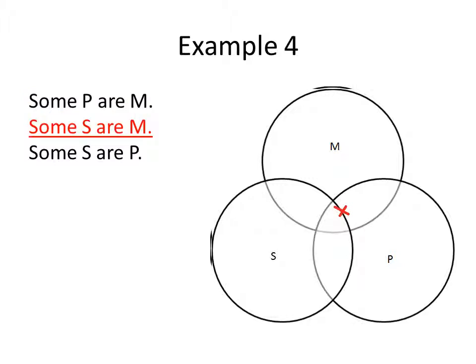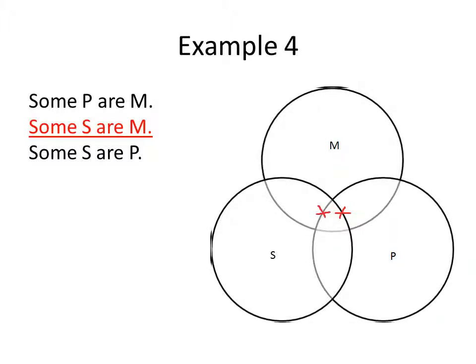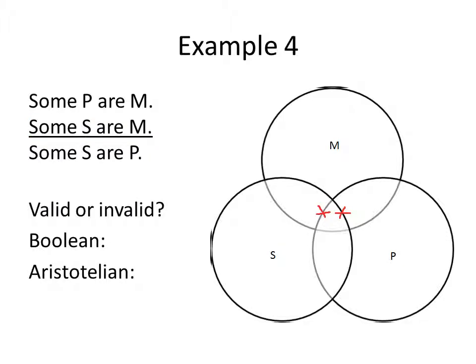Here's another example. Some S are M. Well, where might something be that's both S and M? Well, it turns out there are two places, by parity of reason. It could either be to the left of where that new x is, or it could be to the right. And since it could be in either place, we put it on the line.